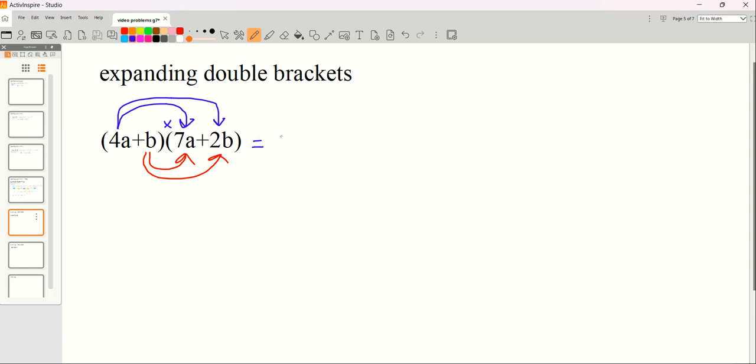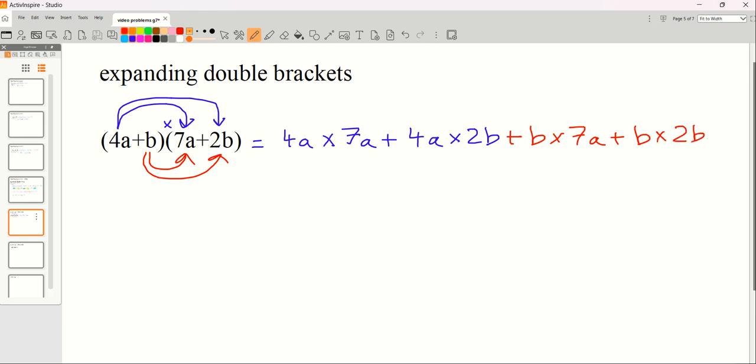This is going to be 4a is going to first multiply with 7a, and then 4a is going to multiply with 2b. This is in regards to expanding the first part. The second part means that we are now taking b, so we would take b and multiply it with 7a, and we take b and multiply it with 2b, b times 2b. This is the first step of the question done. Now we need to complete the multiplication.